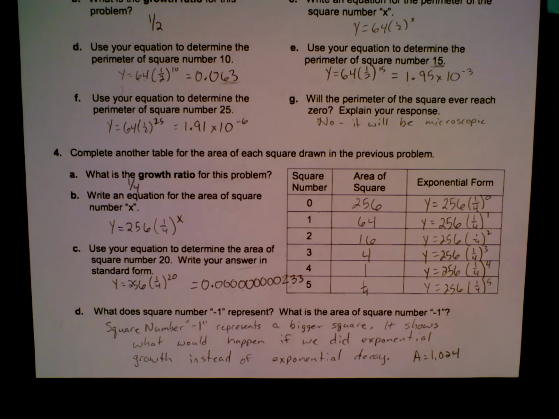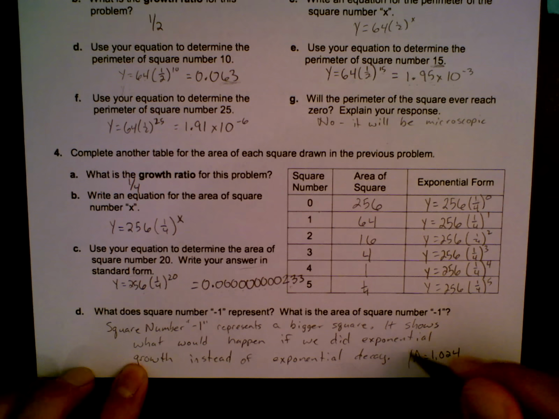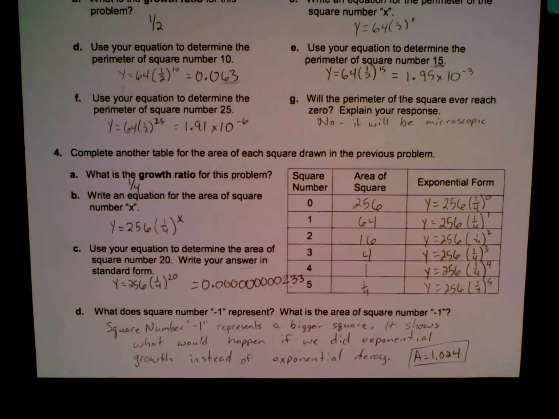And our multiplier would be 4 instead of 1/4. Because remember, a negative exponent just flips the fraction. So instead of 1/4 here, it would flip to 4/1. And then the area of that square number -1 would be 1024 units squared. If you finish this, go ahead and get going on your homework.